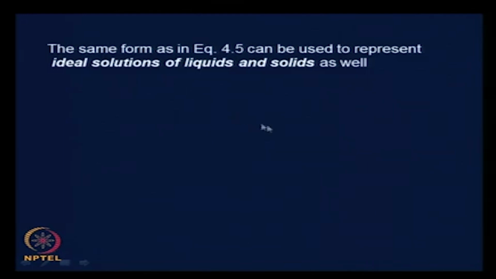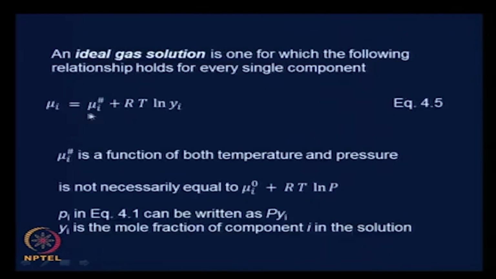Now note this form, mu I equals mu I hash plus RT ln yi, equation 4.5. This is in terms of a certain function which is a function of both temperature and pressure and the mole fraction. This is a very convenient form to write our chemical potentials in.